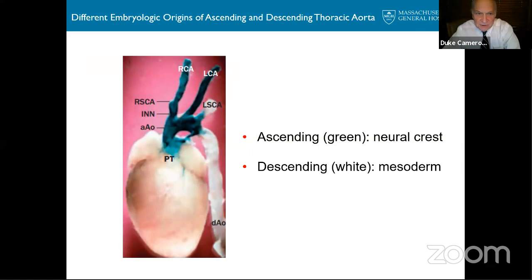Interestingly, these parts of the aorta also have different embryologic origins. In this animal model, the ascending aorta and arch and some of the proximal neck vessels are shown in green in this stain, which highlights tissues of neural crest origin. And the descending aorta and left subclavian actually arise more from the mesoderm and are shown here in white.